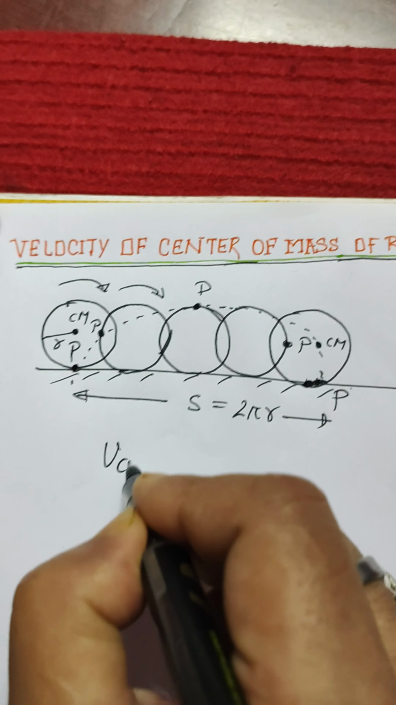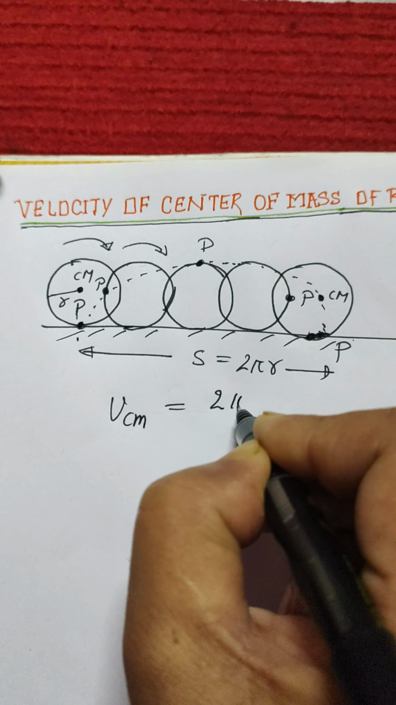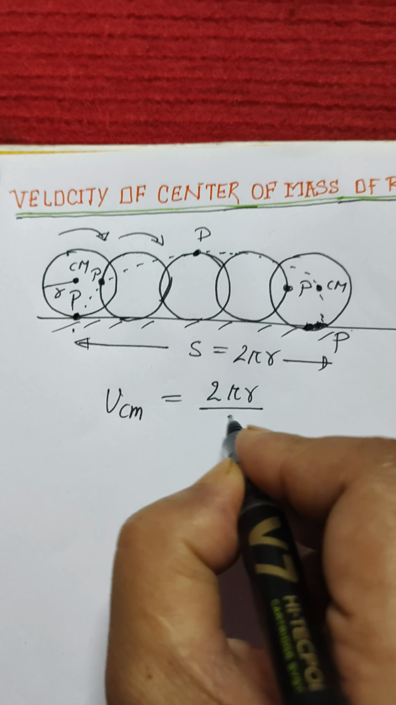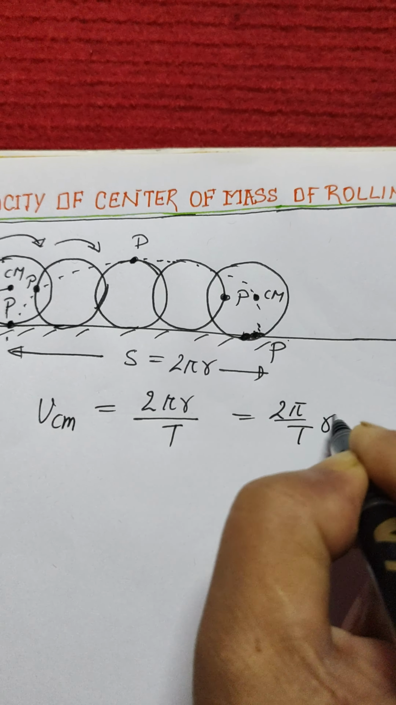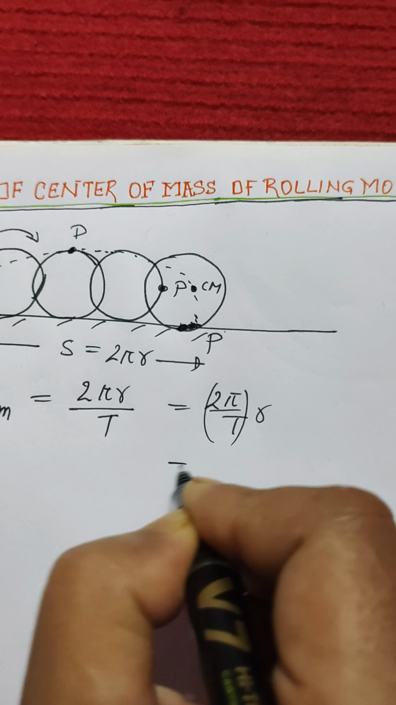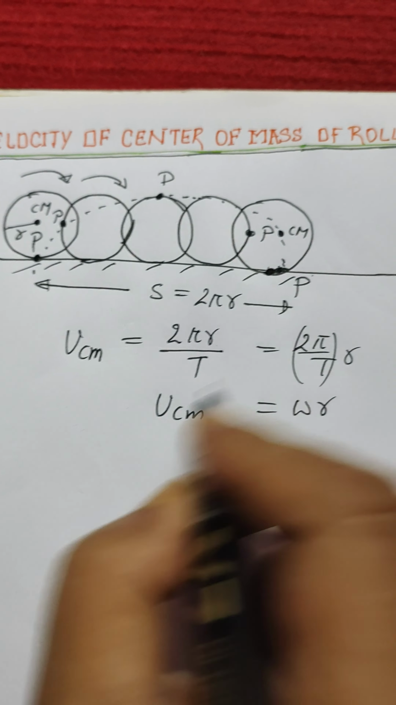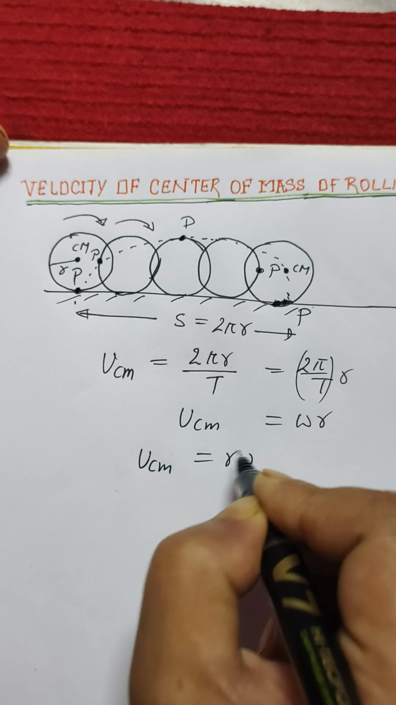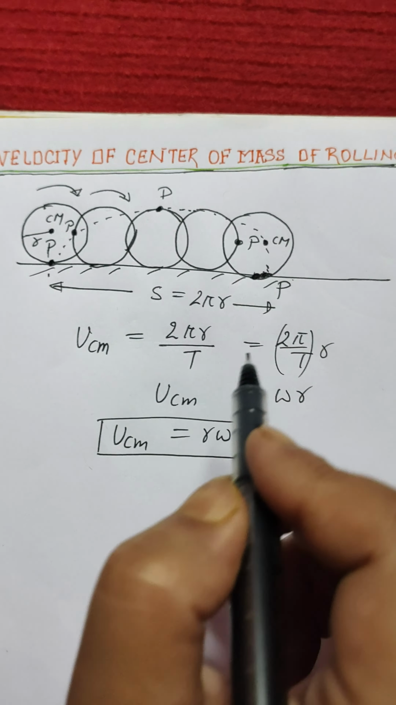So the velocity of the center of mass is equal to the total distance traveled by the center of mass divided by the time taken by it. So you can write 2 pi r over T, and you know this is omega r. So the velocity of the center of mass is omega r, or simply r omega. This is the velocity of the center of mass when a body rolls.